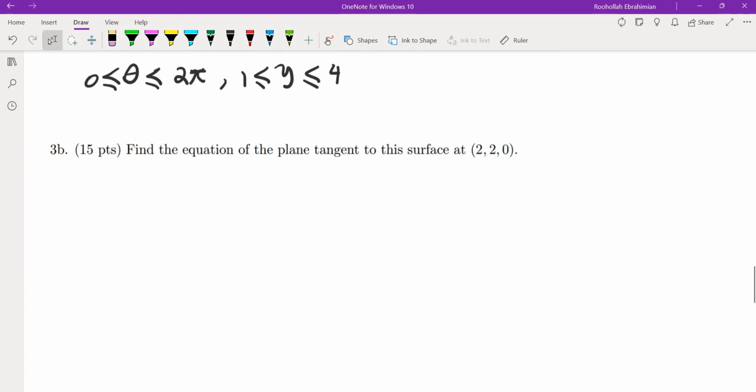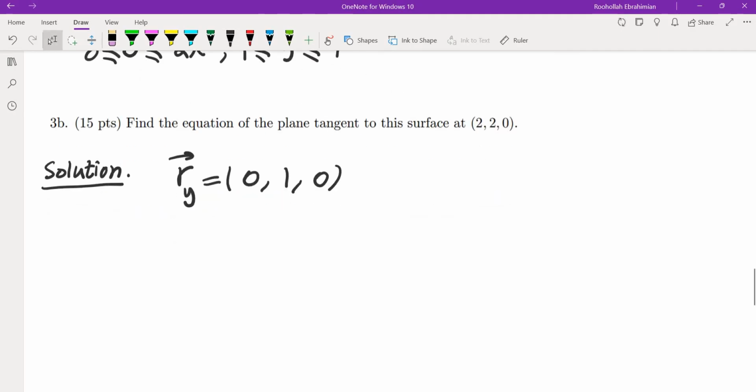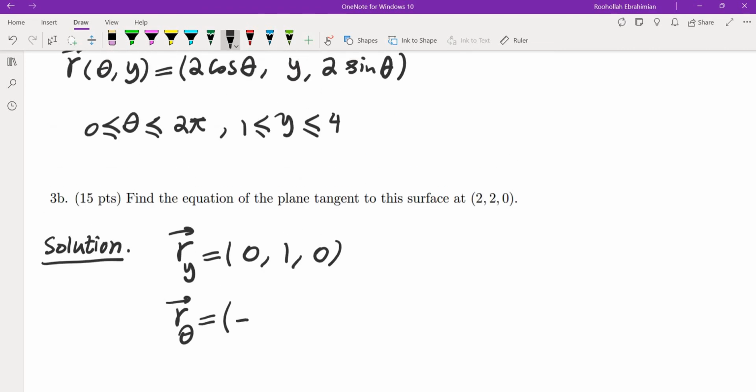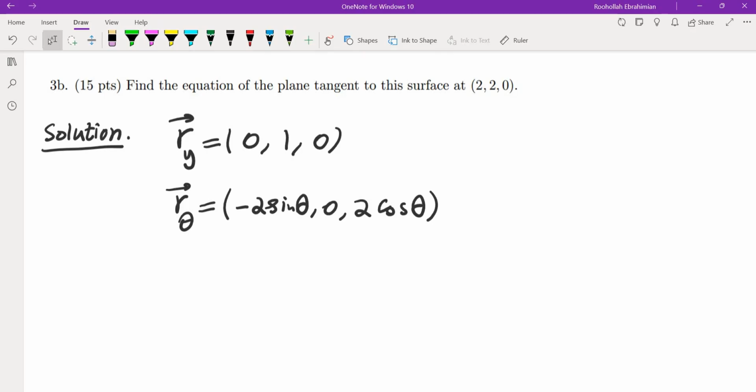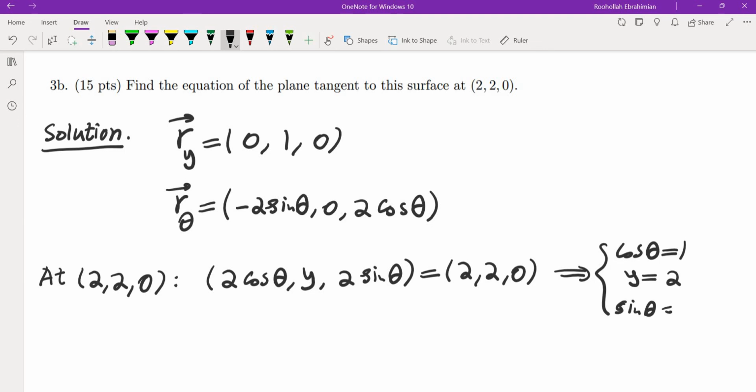Next one is find the equation of the plane tangent to the surface at that point. So we have to find the normal vector and we have the point, and then we can write down the equation of the plane. So let's first find r_y. If we look at this parameterization, r_y would be 0, 1, 0, and r_theta would be minus 2 sine theta, 0, 2 cosine of theta. Next, we'll have to plug in the values for the point that they gave us. At this point 2, 2, 0, we'll have 2 cosine of theta, y, 2 sine of theta equal to 2, 2, 0. So what does that mean? It means cosine of theta is 1, y is 2, and sine of theta is 0.